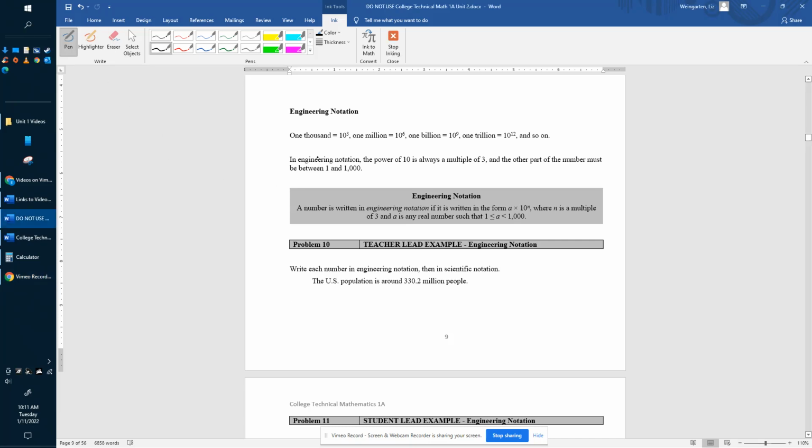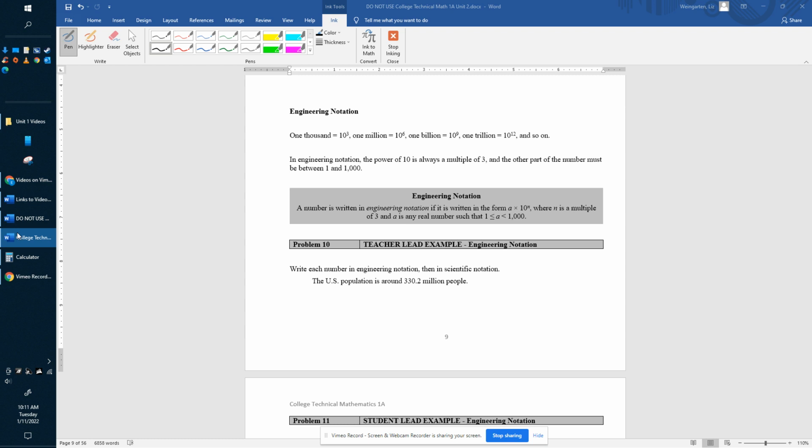Engineering notation is very similar to scientific notation, except our exponents are always going to be a power of 3. Why do we do this? It's because when we talk about there being roughly 37,000 people living in an Oregon city, we say 37,000. We don't say 3.7 times 10 to the 4th. We simply keep it in thousands.